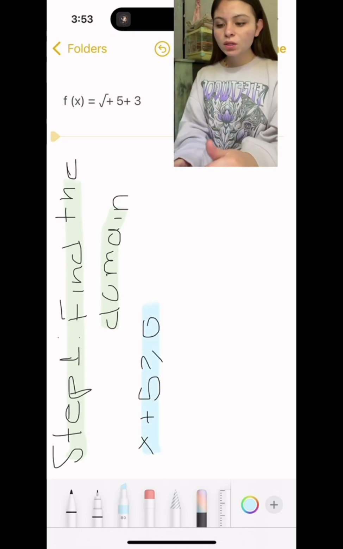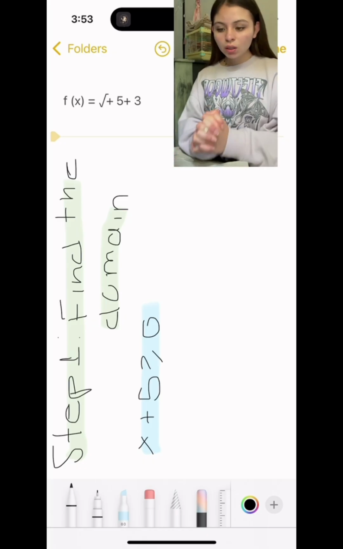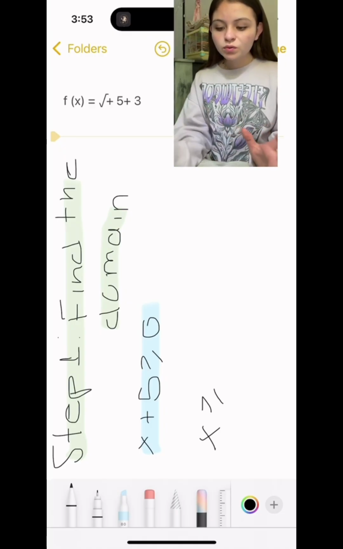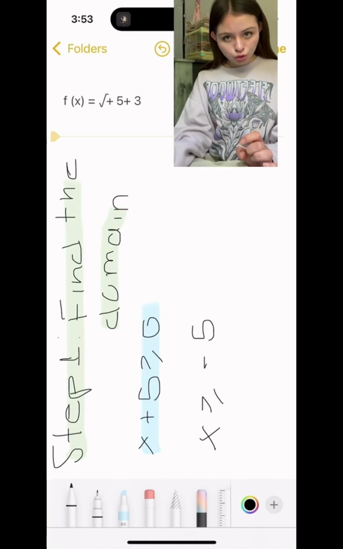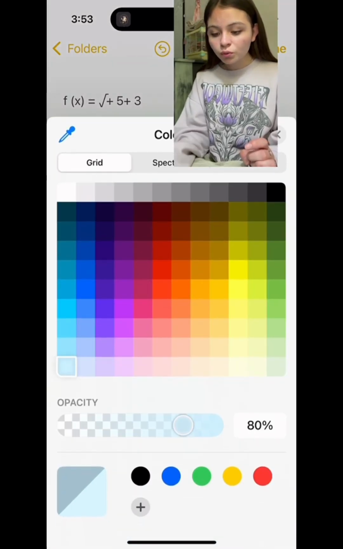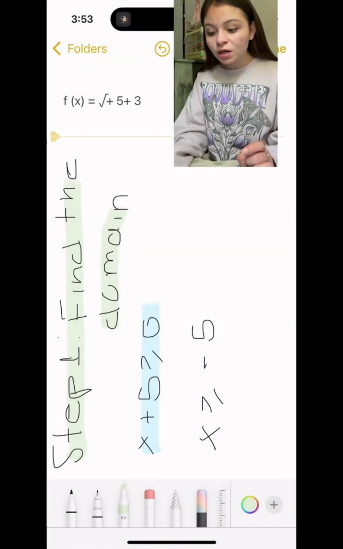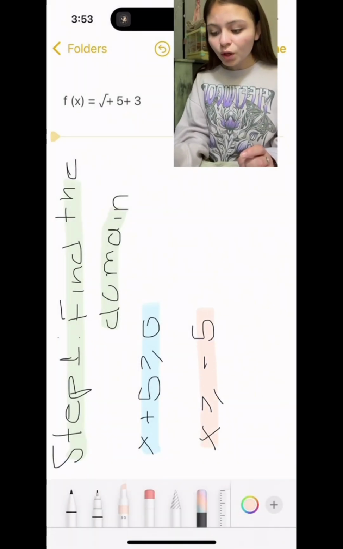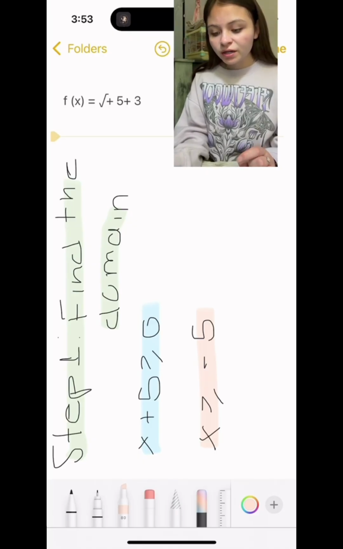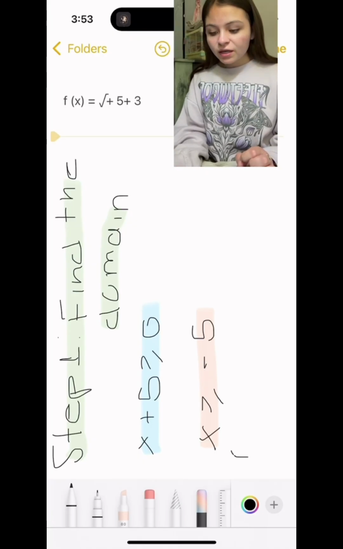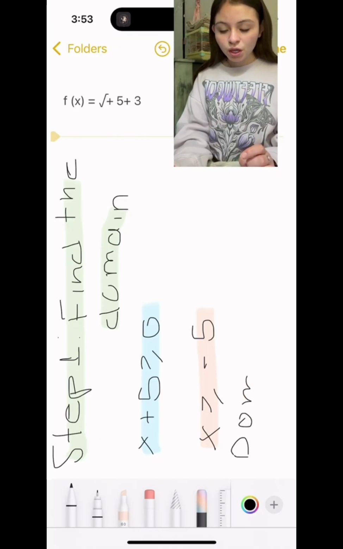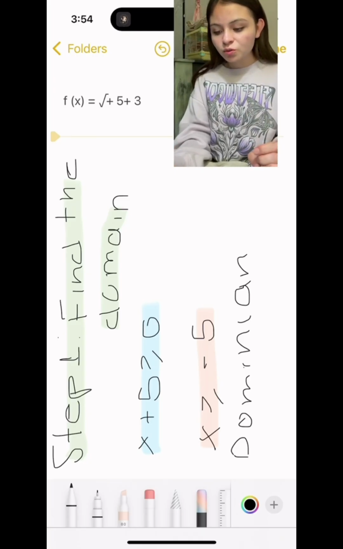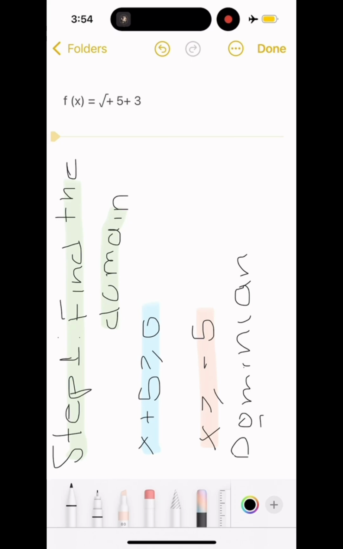Step 1: Domain. First, we look at the expression inside the square root, which must be greater than or equal to 0. So we write x plus 5 is greater than or equal to 0. With this, we get x is greater than or equal to negative 5. Therefore, the domain is from negative 5 to infinity.